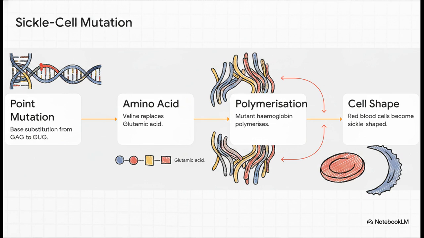Because of this tiny change, step 3 happens. The mutant hemoglobin undergoes polymerization, basically clumping together into rigid chains whenever oxygen is low. And finally, step 4. This clumping physically warps the red blood cell, changing its shape from a healthy, flexible biconcave disc into a stiff, sickle shape. Literally, one single letter change completely alters the architecture of an entire cell.